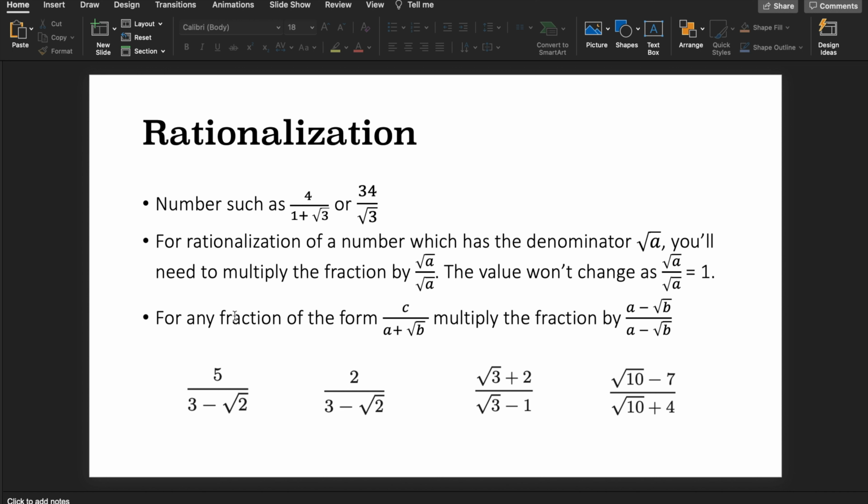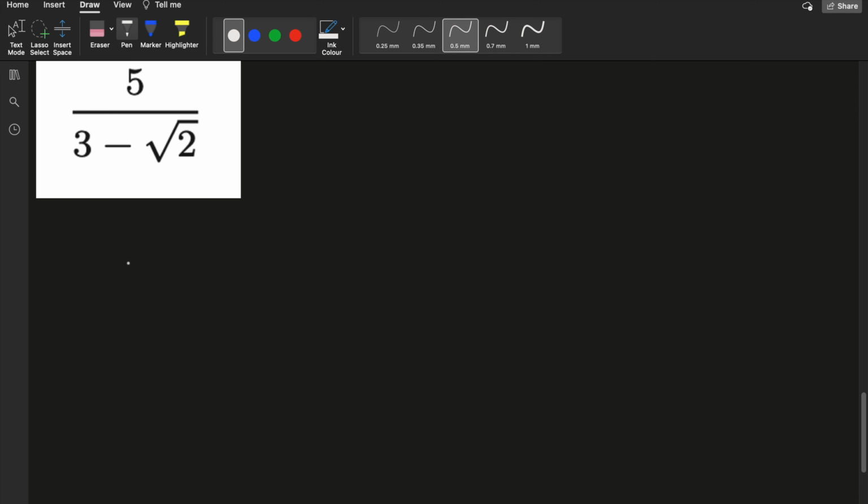And then for any fraction in the form c by a plus square root of b, you'll need to multiply the fraction by a minus square root of b divided by a minus square root of b. This would also equate to 1. So that's fine. So here what we're trying to do is write this in the form a squared minus b squared, because we know that x plus y into x minus y is x squared minus y squared. So we're using the same thing here. That's what we're trying to do. So now let's solve a few examples. So this is our first problem.